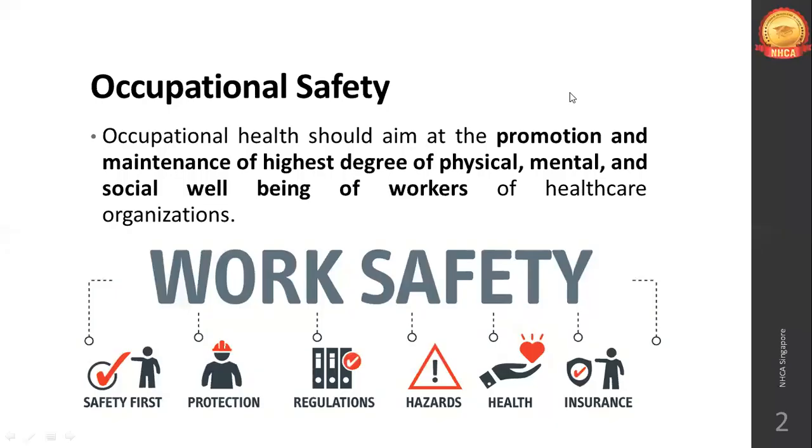Occupational safety in health should aim at the promotion and maintenance of the highest degree of physical, mental, and social well-being of the workers of the healthcare organization. This is the definition of occupational safety in terms of healthcare or hospitals. It covers all the safety guidelines, protective equipment, regulations, and protocols you have to follow, the list of hazards and how to tackle them, how to improve the health of the employees, and how to insure them against any health related damages. All this comes under work safety, occupational safety.